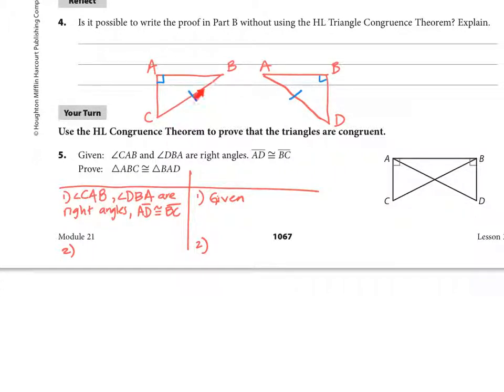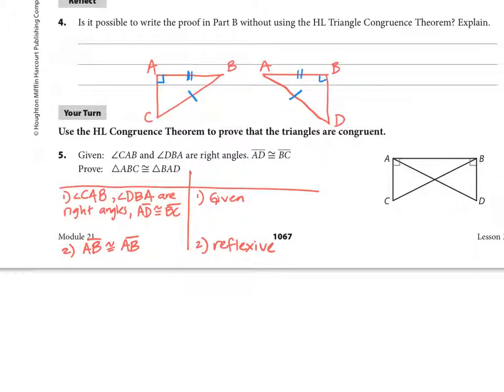So if you noticed, BC and AD happen to be the hypotenuse for their triangles because it's the longest side. And remember that AB and AC make up that right angle, so those are the legs. Same goes for AB and BD. Those are the legs because they make that right angle. We do know that AB has to be congruent to AB. Pretty much the same exact thing that happened in the previous example, and that's because of the reflexive property of congruence.